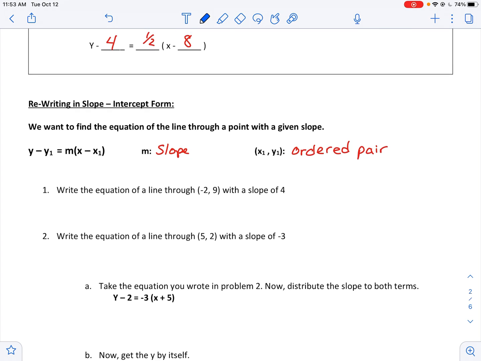But I can also take that same format and make it into slope-intercept form of y equals mx plus b. So I can simplify this to get it into y equals mx plus b form. First thing I need to do is write out my equation. And simplify.